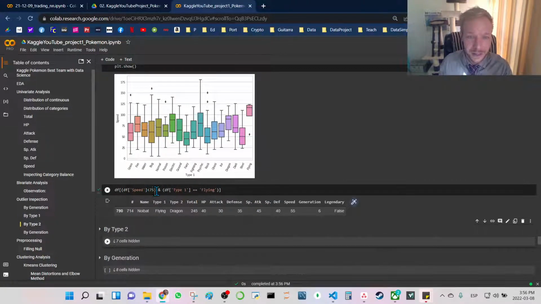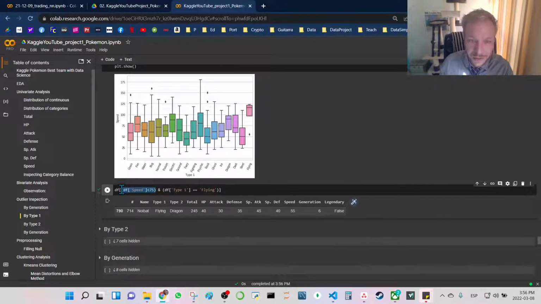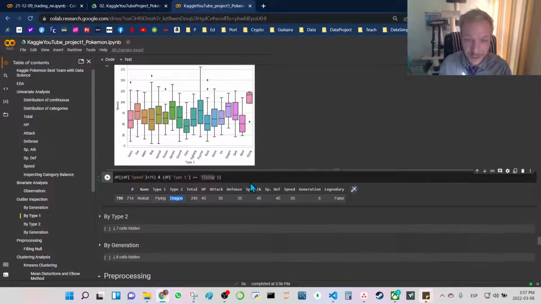So using logical indexing, we're going to say if the speed is greater than 75, and if the DF type is equal to flying, we're going to look at that data frame. This data frame is just one type, and we can see here Noibat is the flying type 2 dragon, and this is where we have our outlier in terms of flying when the speed is very low.